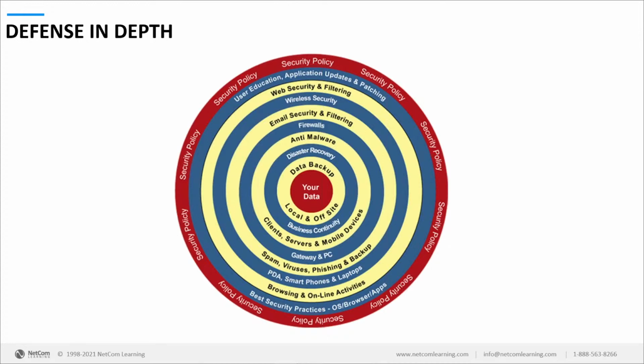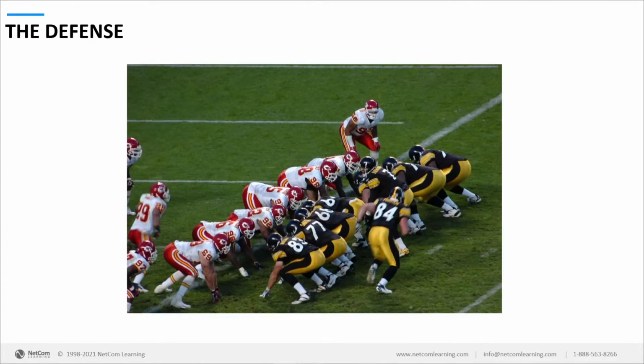Browsing online activities, best practices. Just really update the browsers, update the apps. And you see on the outside, security policy. What's funny is that when we do a penetration test, it's the first thing we look at. What's the security policy? What's the documentation about? That's where you start. The defense, well, you better have a pretty solid line, or else they're going to run through.